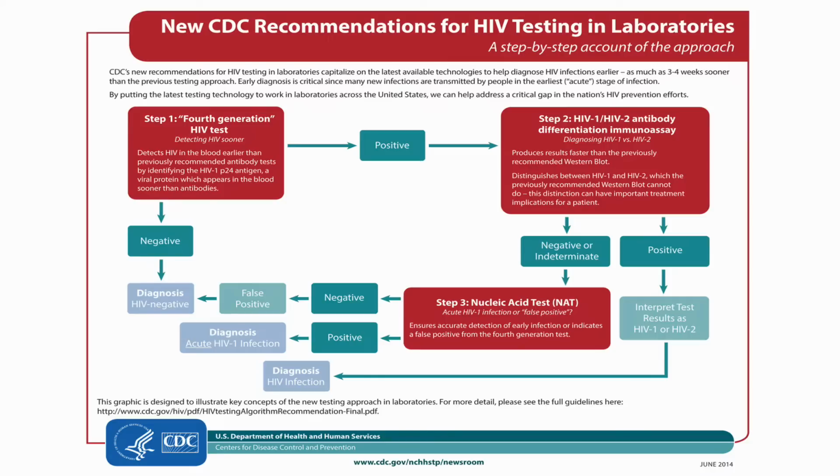However, if the fourth generation combination assay is positive, but the HIV antibody differentiation immunoassay is negative, then the next test to order is an HIV RNA nucleic acid amplification testing. And if this is positive, acute HIV infection is confirmed.